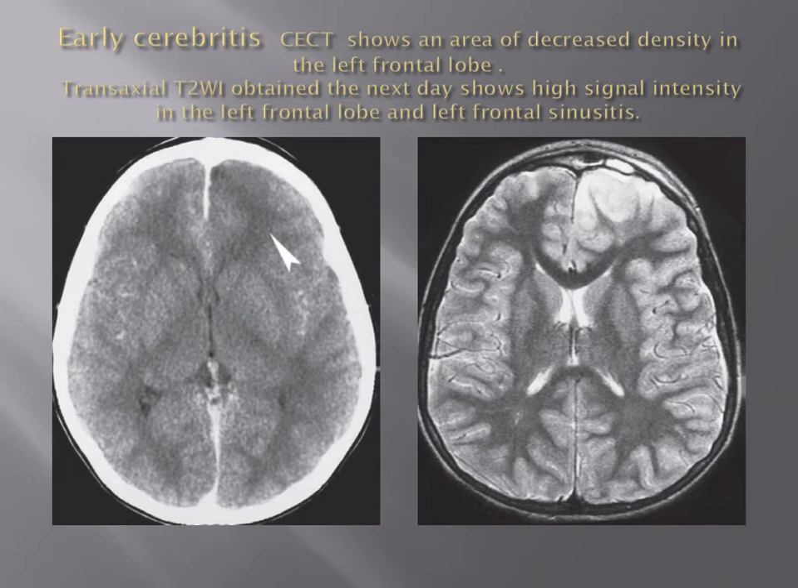Early cerebritis. Contrast enhanced CT shows an area of decreased density in the left frontal lobe, while transaxial T2 obtained the next day shows high signal intensity in the left frontal lobe and left frontal sinuses.